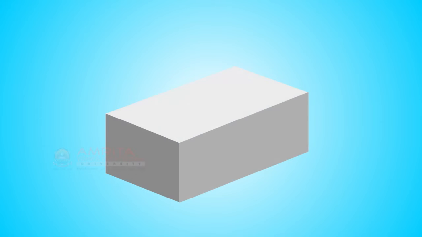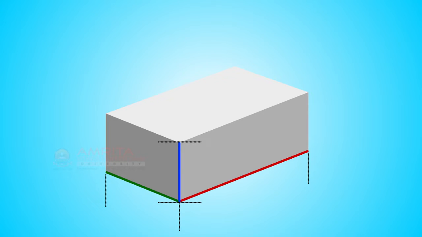Let's look at a brick, for example. The length of an object is the longest side of an object. This is the longest side of the brick and is therefore called the length. The measurement from one side of an object to the other side is called the width. The height of an object is essentially how tall an object is. The height is measured from the base to the top of an object.